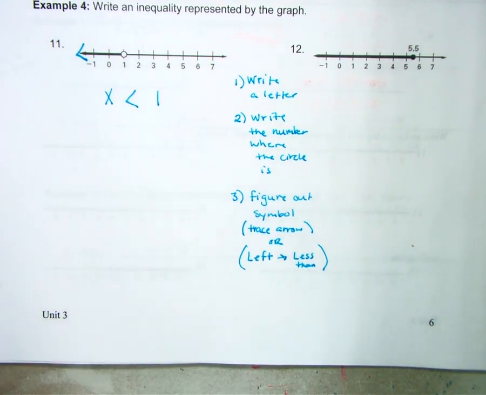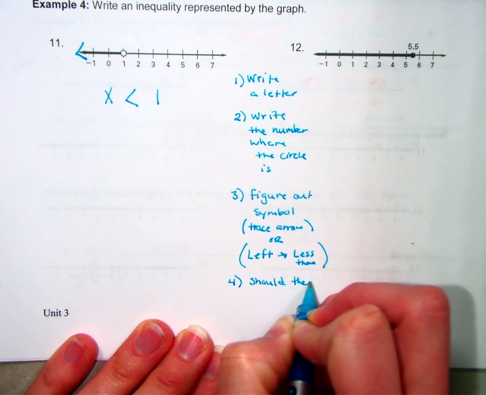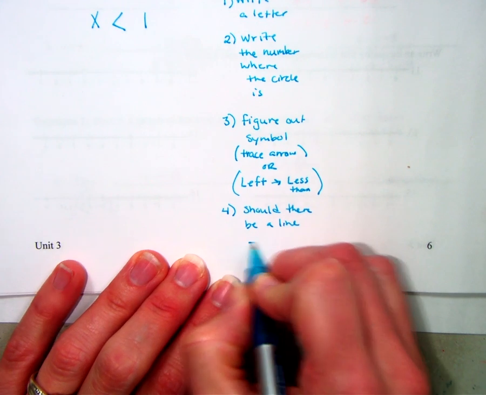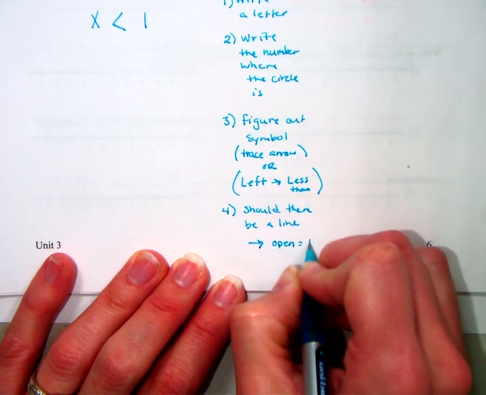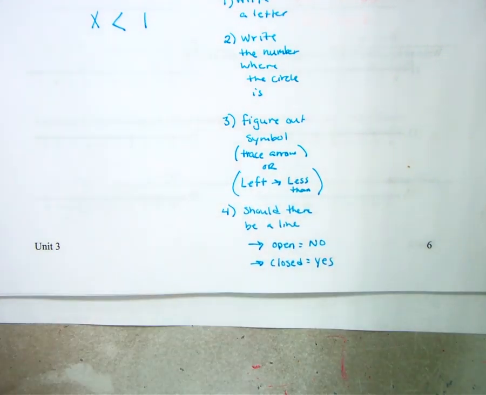The last thing you need to ask yourself is, should I put a line underneath? Does this one require a line underneath? Nope, because it's an open circle. So the last thing is, should there be a line? I'm going to write here just in case you need it. Open equals no. Closed equals yes. Just in case you don't remember that from yesterday, or maybe you weren't here, those are the two things that you need to know about the circle. If the circle is open, we do not put that line underneath. If it is closed, we do put the line underneath.